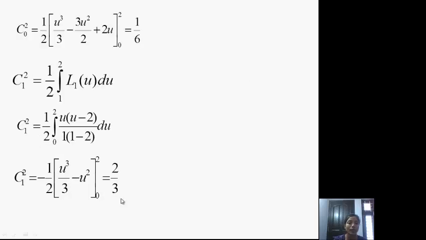So by this we'll find our value for C_0^2 after integrating our function and substituting the value of limits, which is 1 by 6. Now we'll follow the same procedure and we'll find the value for C_1^2, that is 1 by n, integral from 0 to 2 of L_1(u) du. Now here L_1(u) is given by (u minus 0) into (u minus 2) upon (1 minus 0) into (1 minus 2), and after integrating this function and substituting limits 0 to 2, we'll find the answer for C_1^2, which here is 2 by 3.